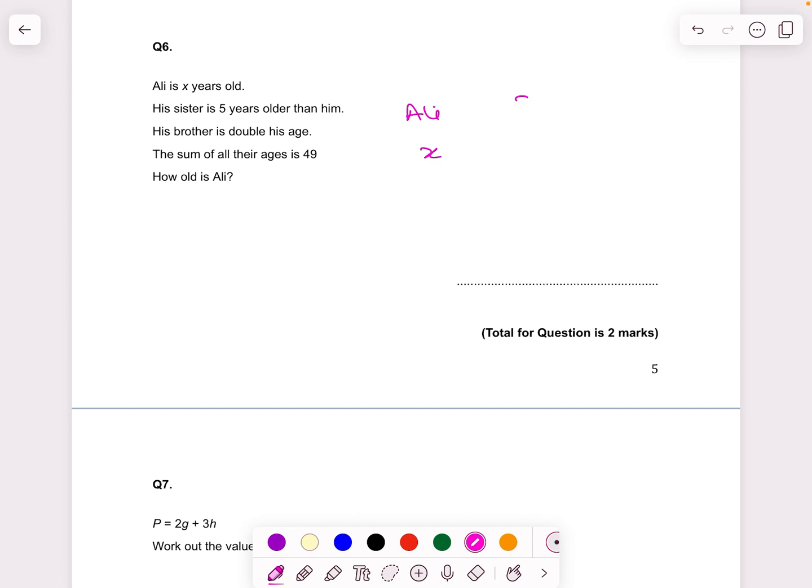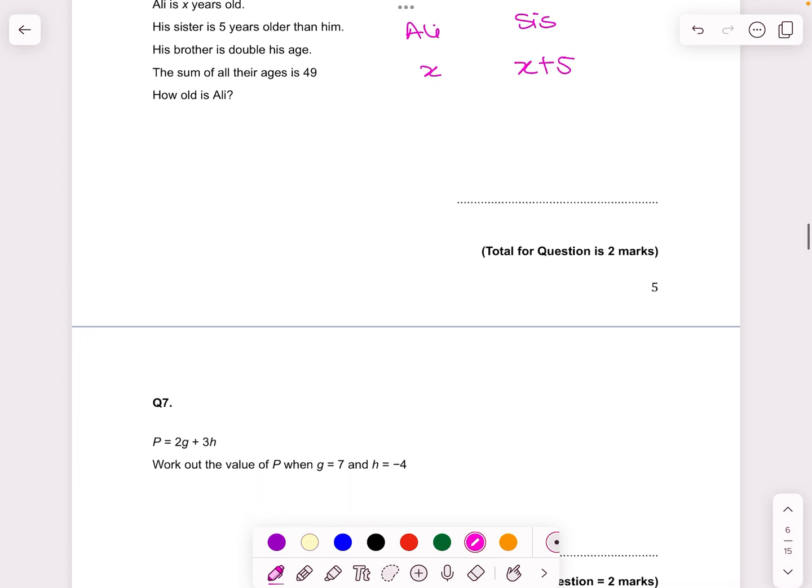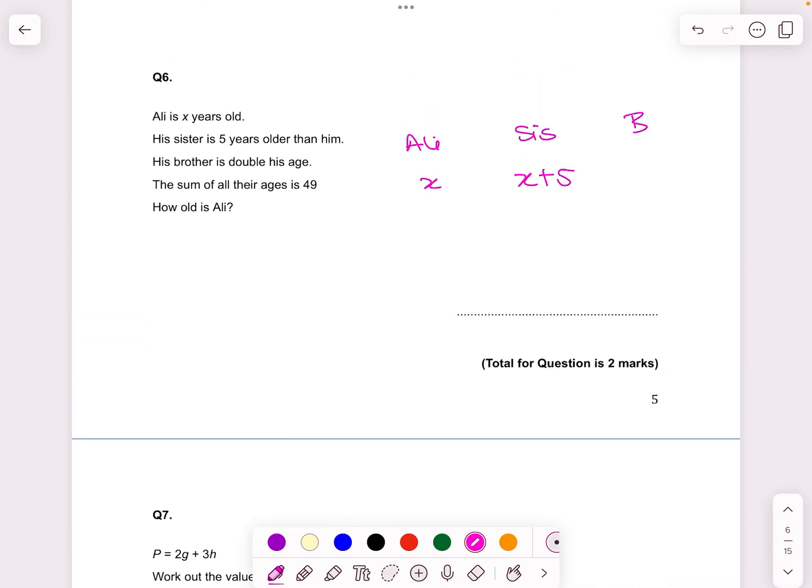years old. His sister is 5 years older than him, so X plus 5. And then his brother is double his age, so 2x. And it says that the sum of all their ages is 49. So when you add up x plus 5 plus 2x, it gives you 49.